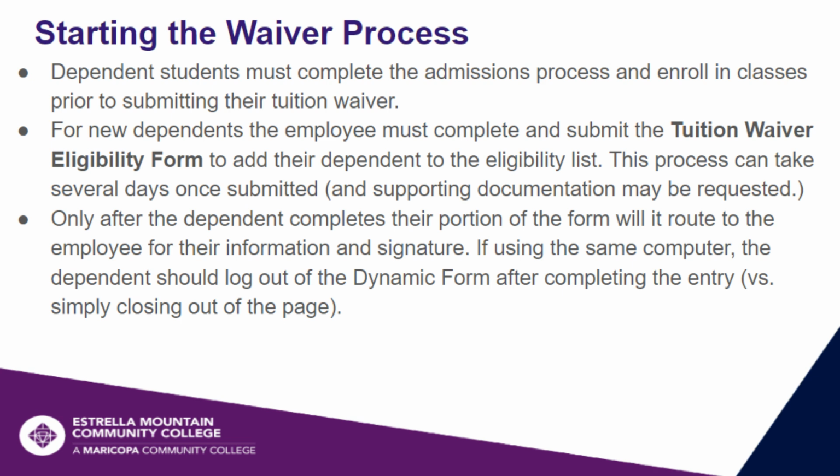Although the student begins the process, the employee should already have listed their dependent previously or simultaneously as the student begins the enrollment process. To be clear, the second time a dependent tuition waiver is used, an eligibility form is already on file and does not need to be filled out moving forward.